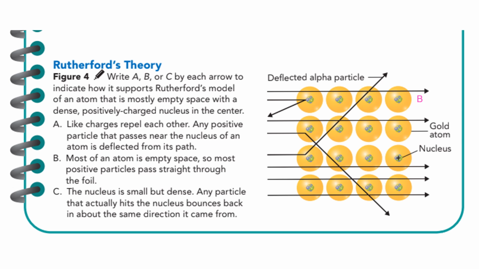So that first one passes straight through, it's B. The next one is C because it hits that nucleus in the center and bounces back. Next, we have another B because it passes straight through. Then we finally have an A, and we can see what it means. It hits that positive and bounces off.